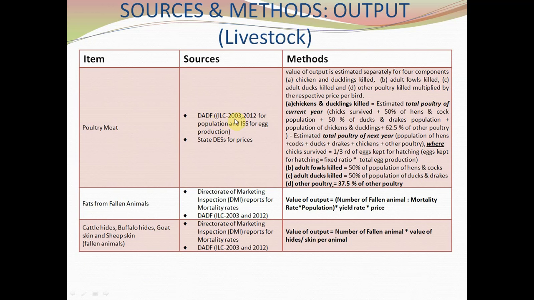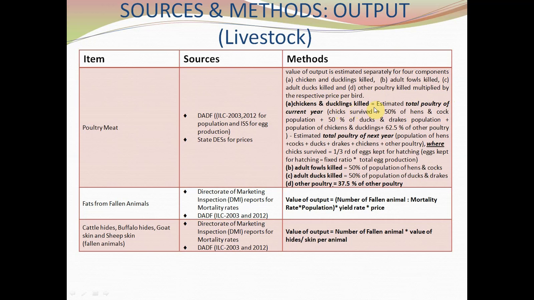DADF surveys and the Indian Livestock Census 2003 and 12 for population are used, and the integrated sample survey for egg production is taken into consideration. Prices are provided by state DES. Now, value of output is estimated separately for four components, which are chickens and ducklings killed, adult fowl killed, adult ducks killed, and other poultry killed, multiplied by the respective price per bird.